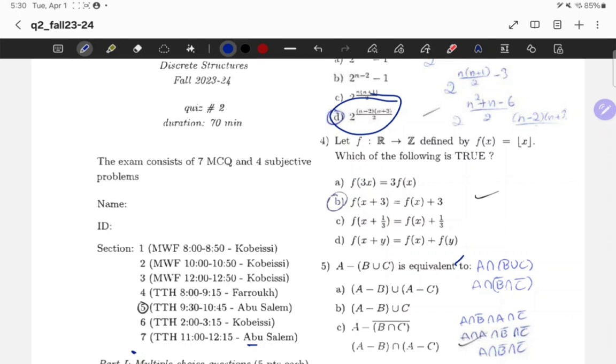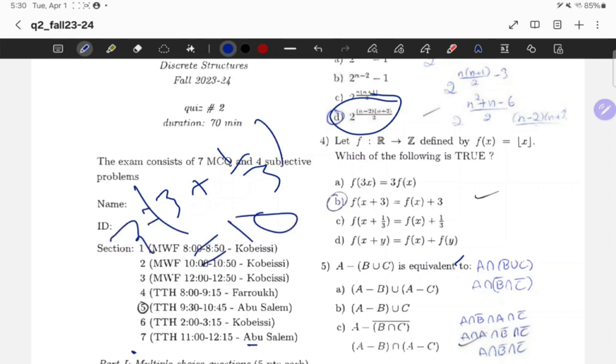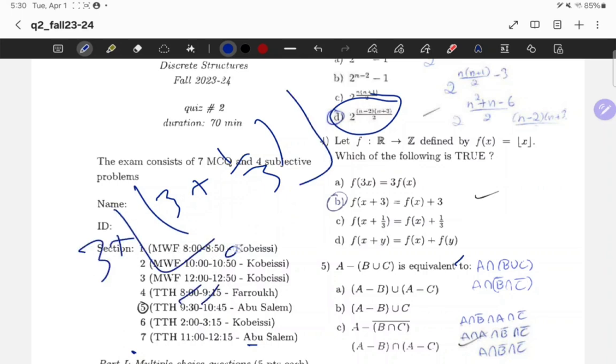Let's think about this for a second. If I gave you 3.33, so basically 3 plus 1 over 3, right? This is x. Multiplying it by 3 would give me exactly 10, right? But then multiplying 3 by the floor of this would give me 9, right? So this is false.